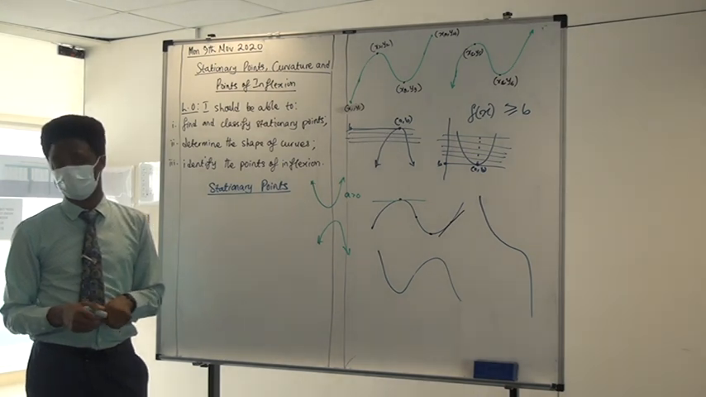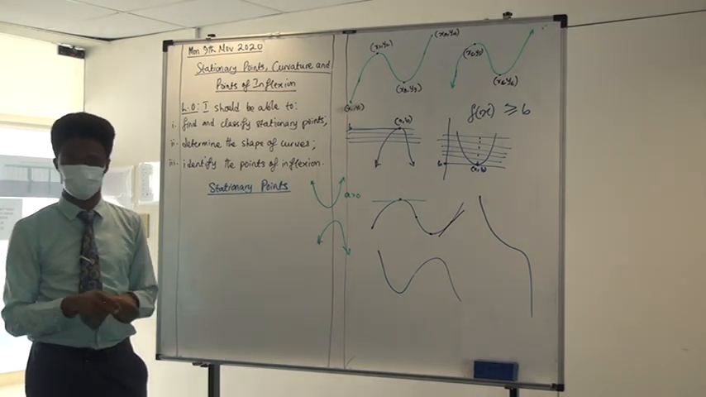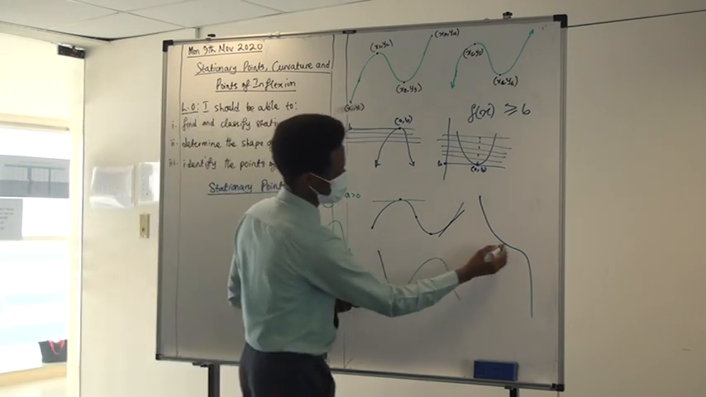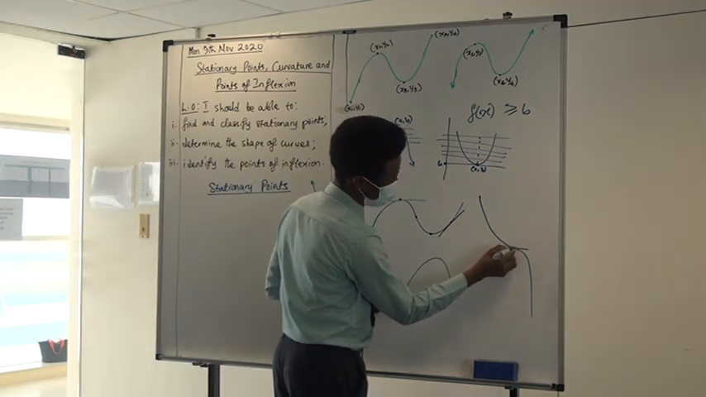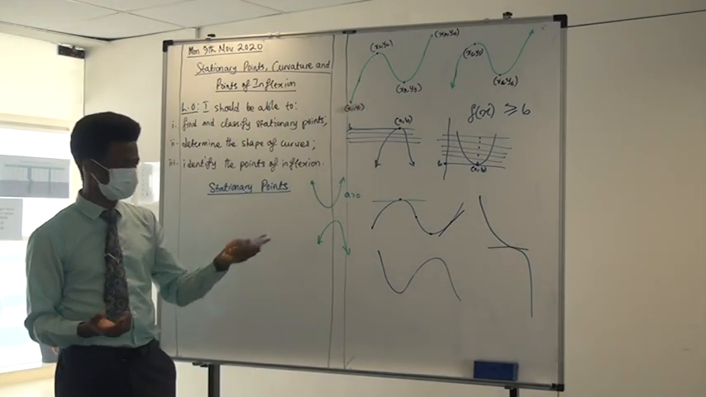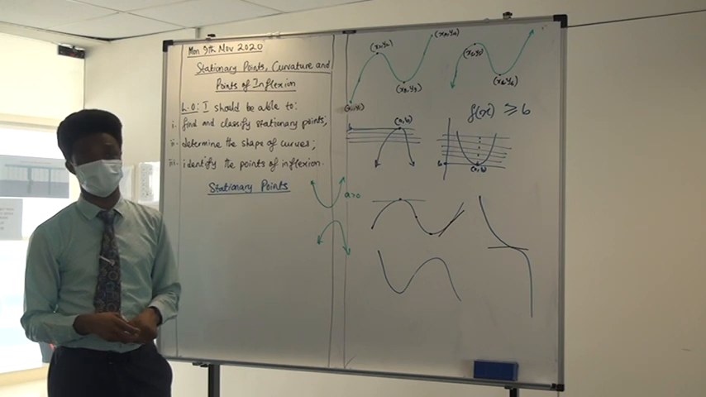At the point of inflection also, your gradient is 0. We will see that very soon. In some cases, your gradient is 0. Look at this place, it is a point of inflection, and the gradient will always be 0. Okay, so we have some points of inflection with gradient 0, and some with gradient not 0.